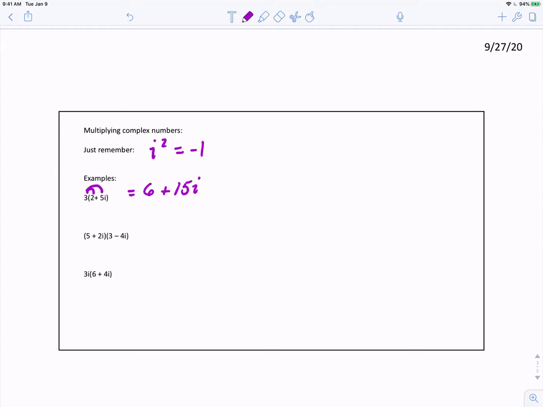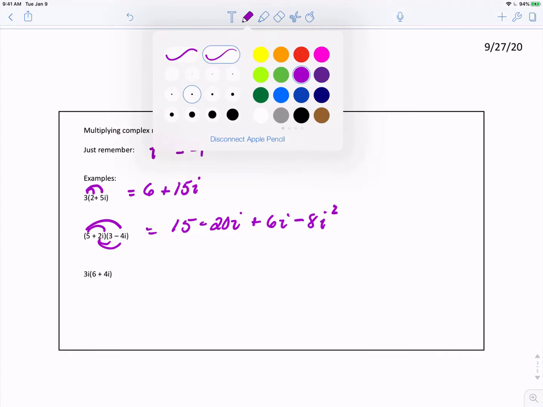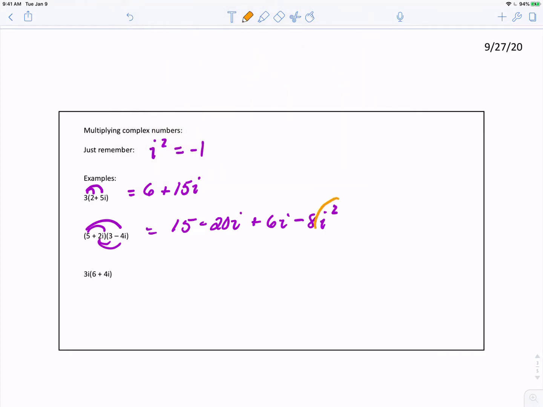(5 plus 2i) times (3 minus 4i), we're going to distribute. Or if you wanted to use FOIL, you could. Same thing. If we distribute the 5, we get 15 minus 20i. And now we will distribute the 2i. That would give us 6i minus 8i squared. i times i is i squared. And so when we multiply, we have to remember that i squared is the same as -1.